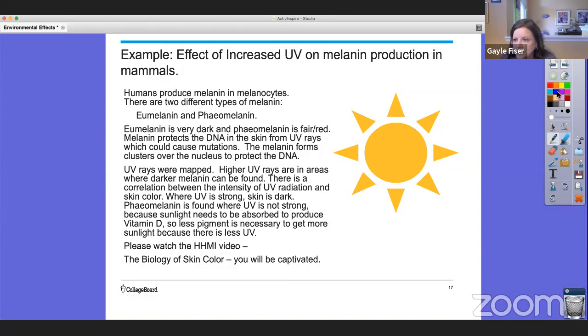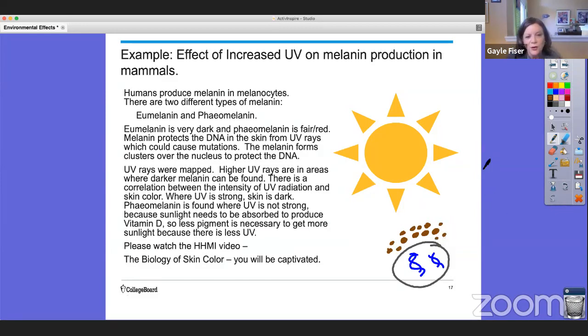I talked about this when I used to teach anatomy and physiology. So let's do this. Here's our nucleus, and here's our DNA, okay? Here's our DNA. And the melanin pigment, so here's the sun, the melanin pigment will cluster to protect the DNA in the nucleus, in those cells.